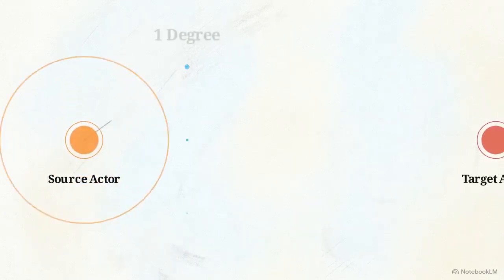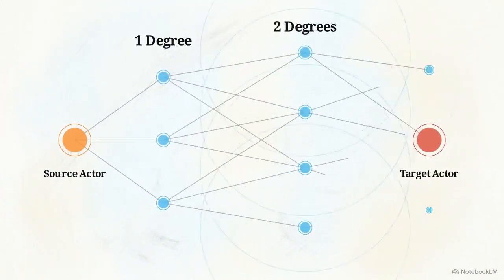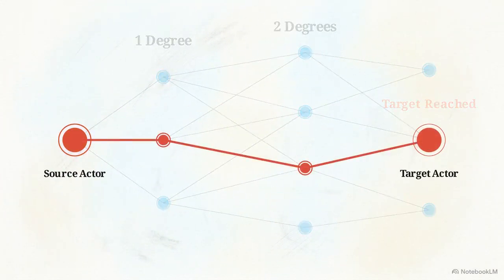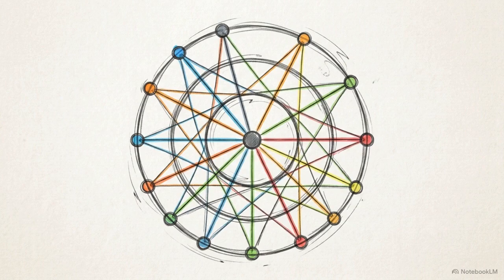This layer-by-layer expansion is required for mapping the shortest sequence of shared movies between two Hollywood actors. To find a specific goal node, like Kevin Bacon, the AI explores all cost 1 connections first, then all cost 2 connections, ensuring the tightest possible linkage.